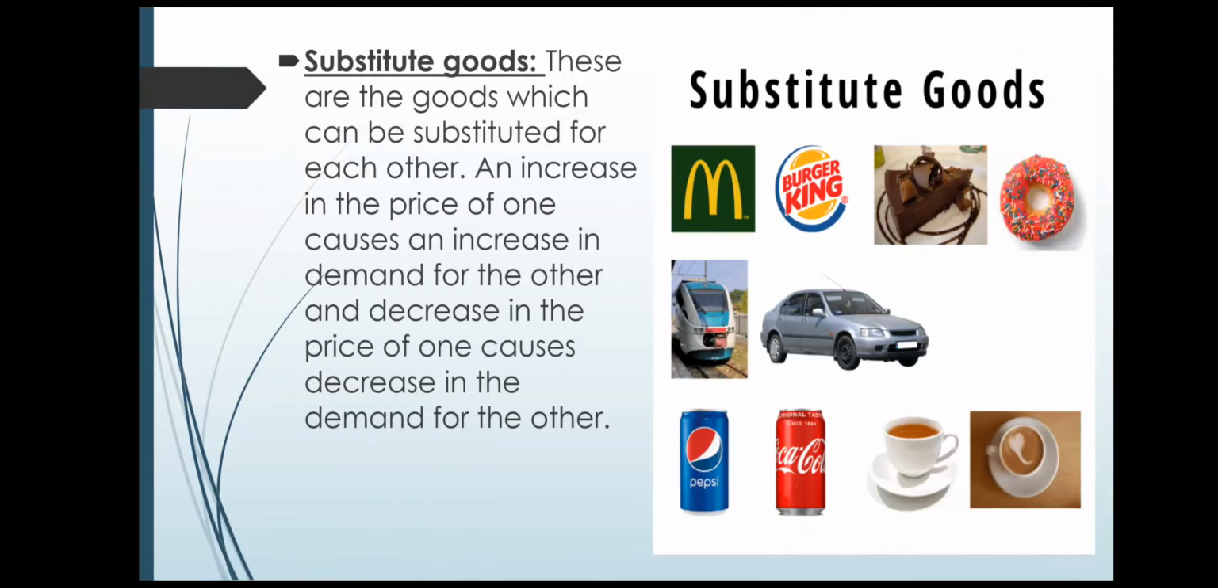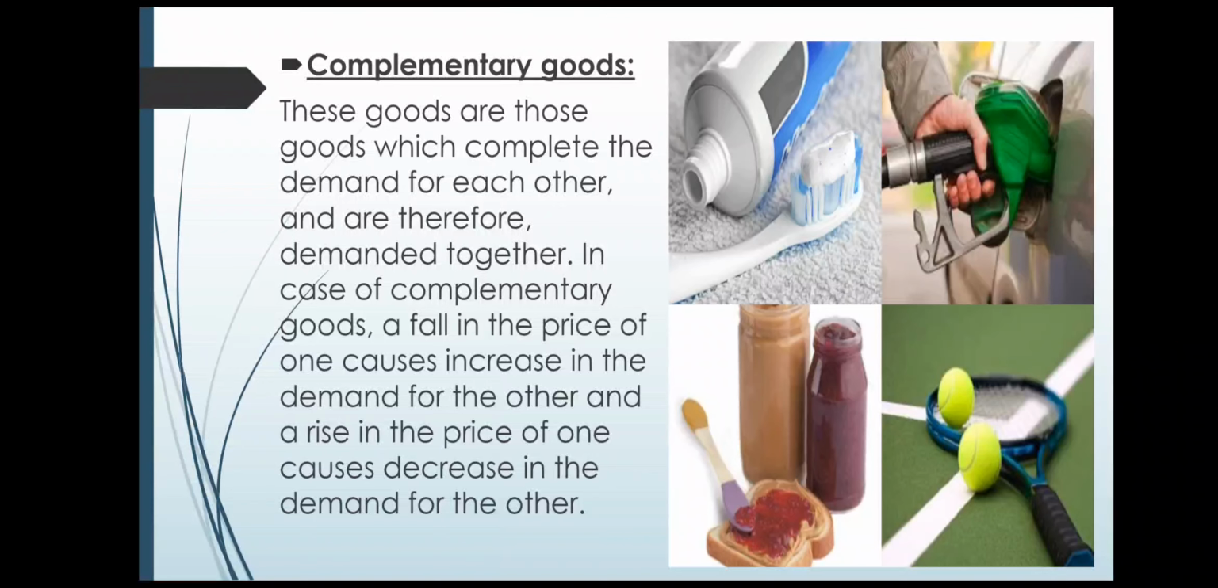They would not prefer purchasing Coke. Okay, so whenever there is a decrease in price of one commodity, it leads to decrease in the demand of another. Okay, now another type of related goods are complementary goods. These goods are those goods which complete the demand for each other and are therefore demanded together.